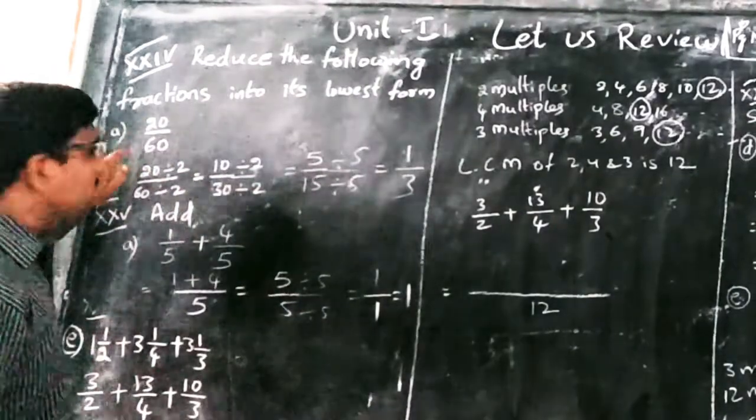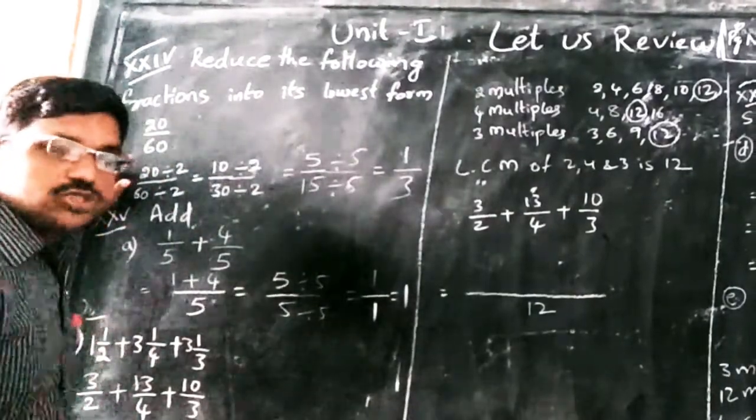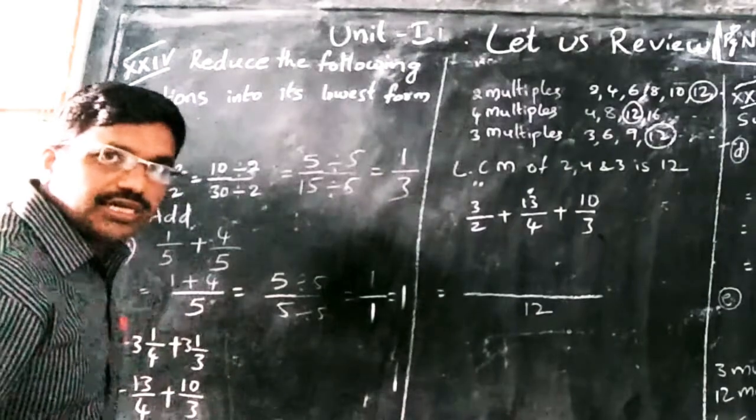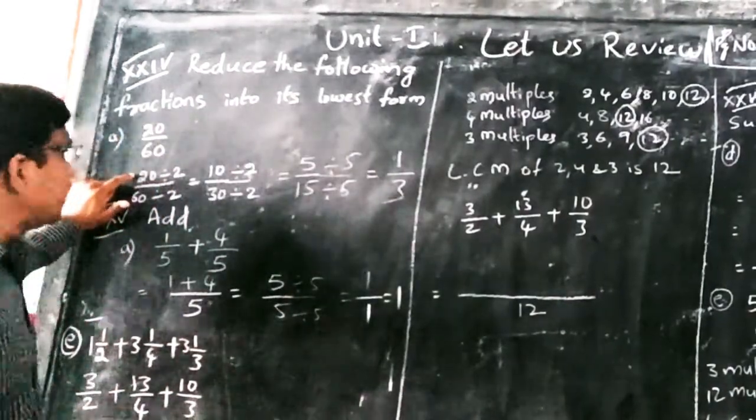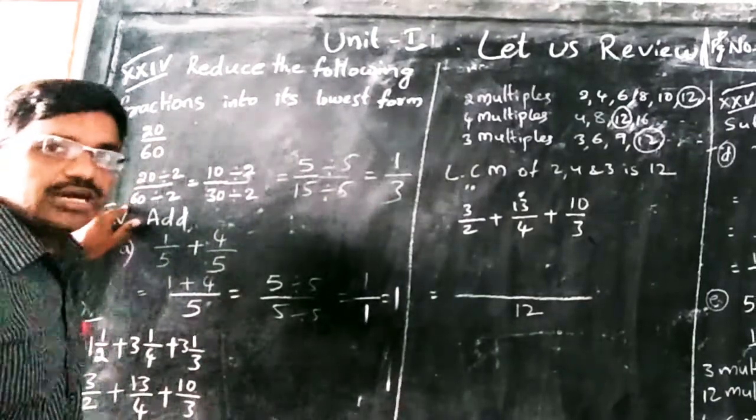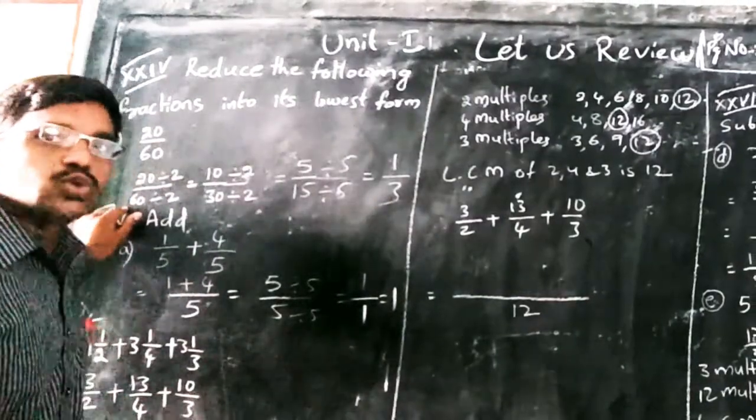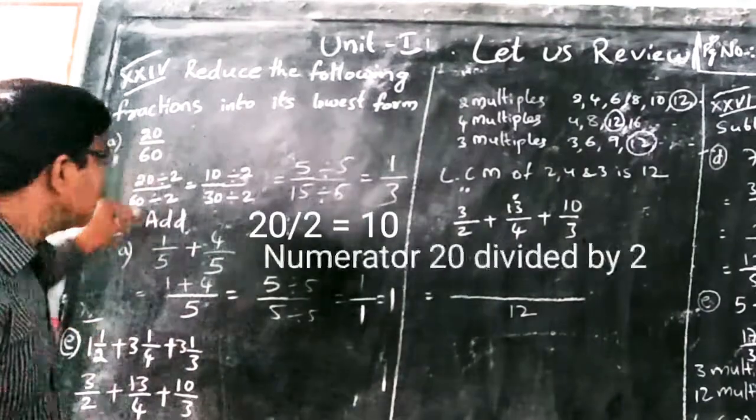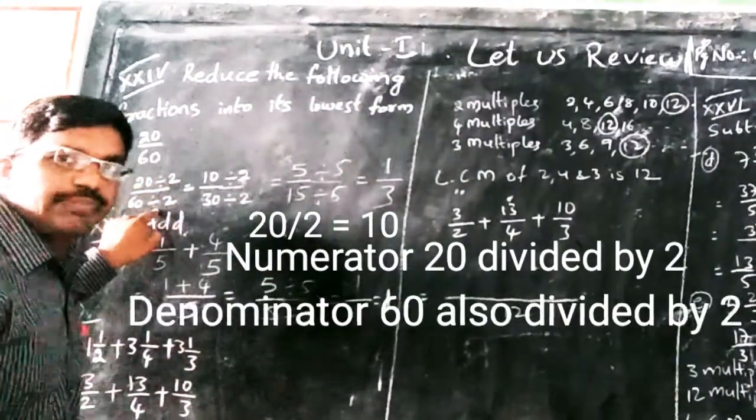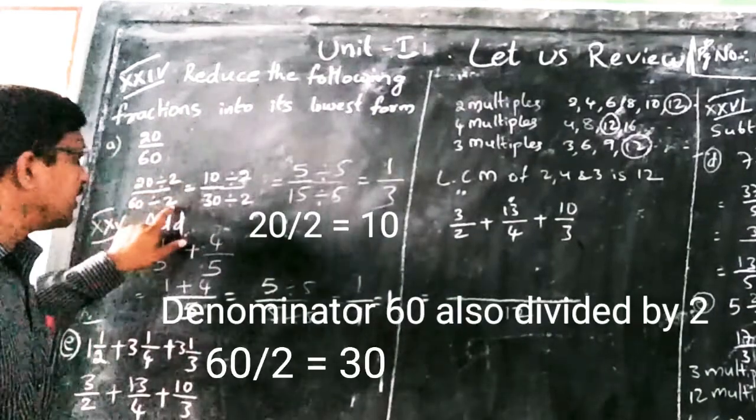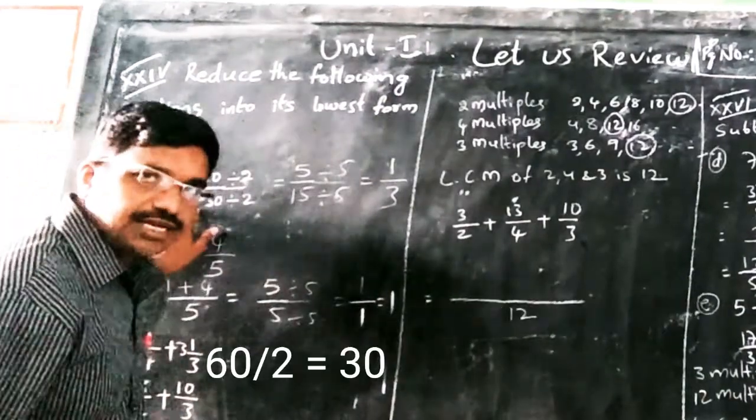A bit is 20 by 60. So your numerator is 20, denominator is 60. 20 and 60 have a common factor of 2, the 2 table divides them. So numerator divided by 2, denominator also divided by 2: you will get 10, and 60 divided by 2, you will get 30.